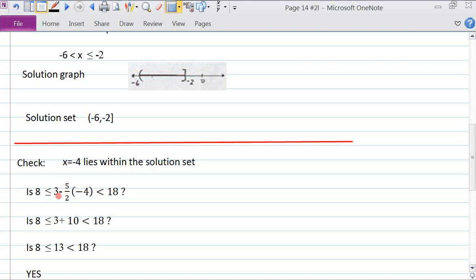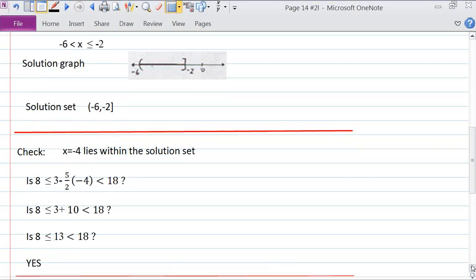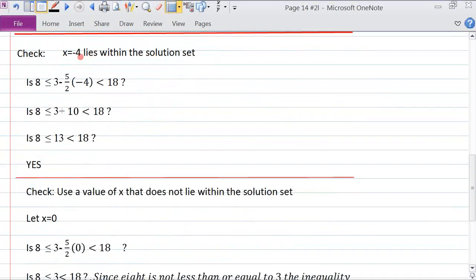8 less than or equal to 3 minus 5/2 of x, there's the x right here, less than 18. So minus times a minus gives me a plus. 5 times 4 is 20. 20 divided by 2 is 10. So 3 plus 10 is 13. Is 8 less than or equal to 13? Yes. Is 13 less than 18? Yes. So x equal to -4 lies within the solution set.